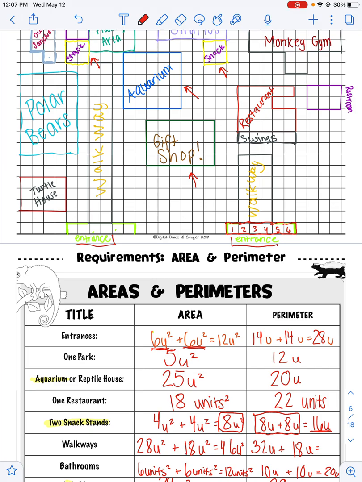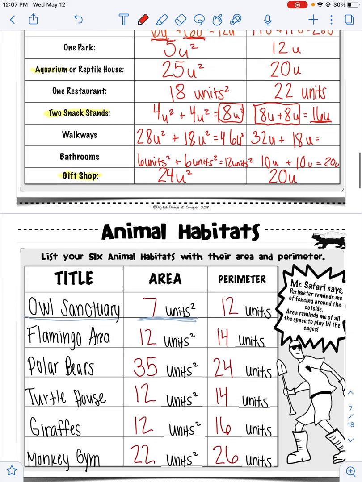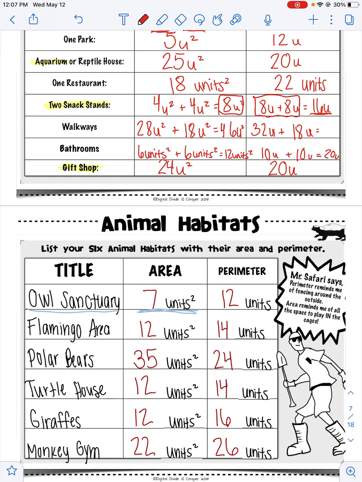So if you forgot to label your animal exhibits, label your animal exhibits so that they match the titles on your second page for the area and perimeter. And the last thing I want you to do is to check your area and perimeter.